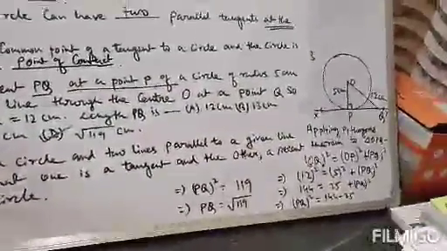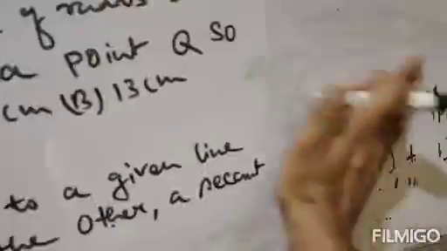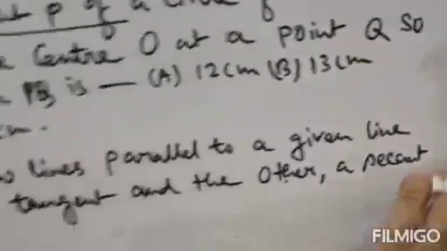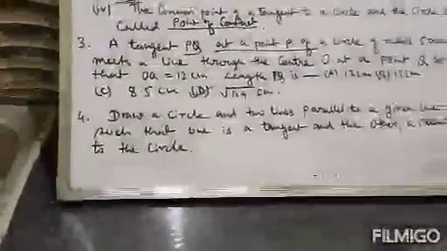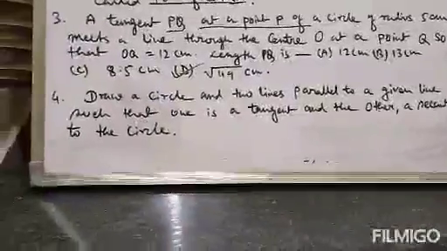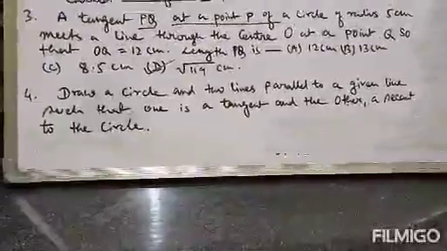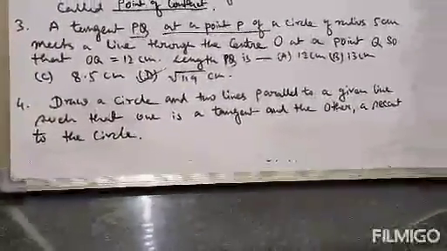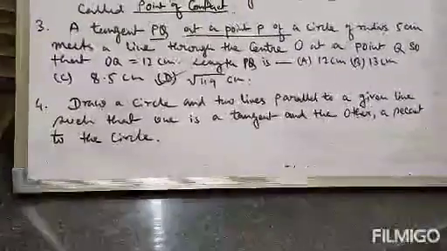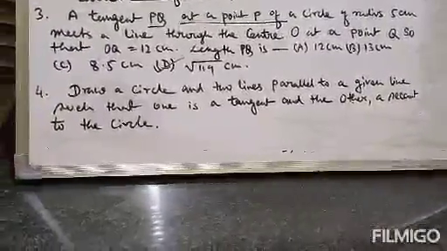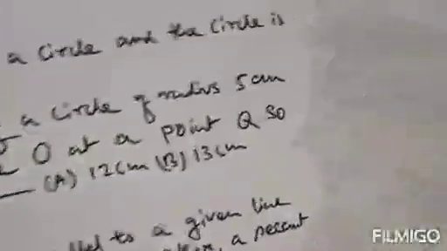Clear? So that's the way of approach. Next, the last question from this exercise, question number 4. Question number 4 says: draw a circle and two lines parallel to a given line such that one is a tangent and the other a secant to the circle. So we need to draw a circle first, and two lines that will be parallel to the given line, such that one is a tangent and the other a secant.